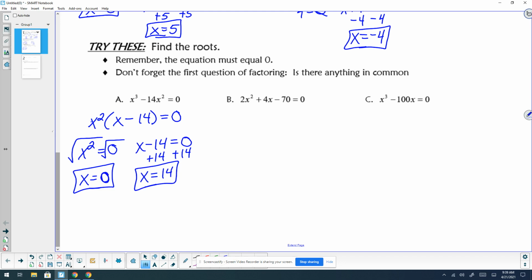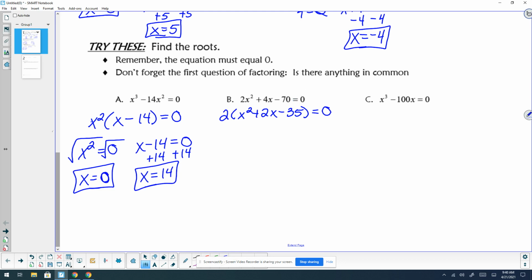On to B. First thing I want to look for, is there something in common with all 3 terms? I'm not worried about the equal 0 side of it yet. I'm just looking at those 3 terms to see if there's something in common. Well, all of those are even numbers, which means they can all be divided by 2, leaving me with x squared plus 2x minus 35, and that will equal 0. I just have to bring my equal 0 along until I am ready to use it.